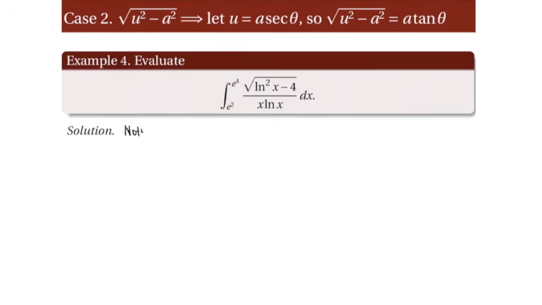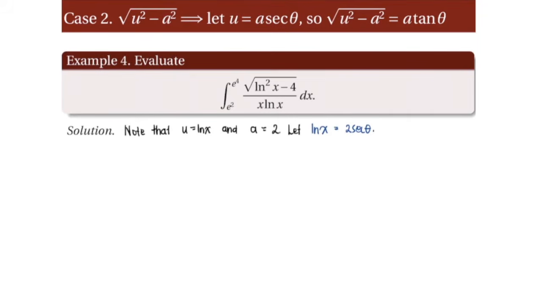So, here, we note that our u is ln x and our a here is 2. So, we let our u once again be ln x. So, we let u, which is ln x, equal now to a, which is 2, multiplied by, since our form is u² − a², secant theta.